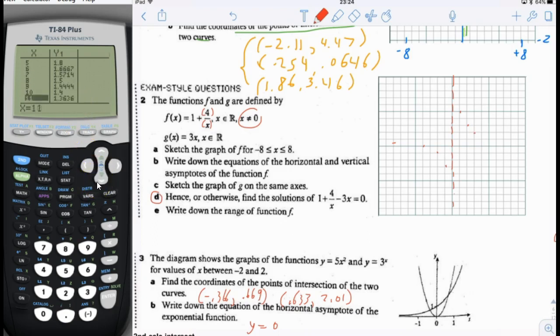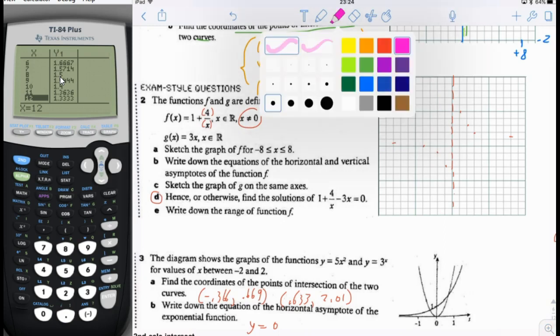Let's see, let me get to another nice round number. There are no other nice round numbers. The last number is going to be 8 comma 1.5. That's the edge of our graph, right? Okay. Now I'm going to take my highlighter. I'm going to connect. Oh, that's really fat. Let me make it a little skinnier, and then I'm going to connect all these points, okay?